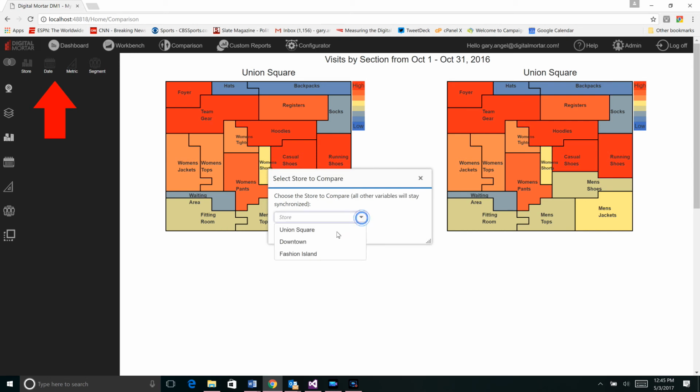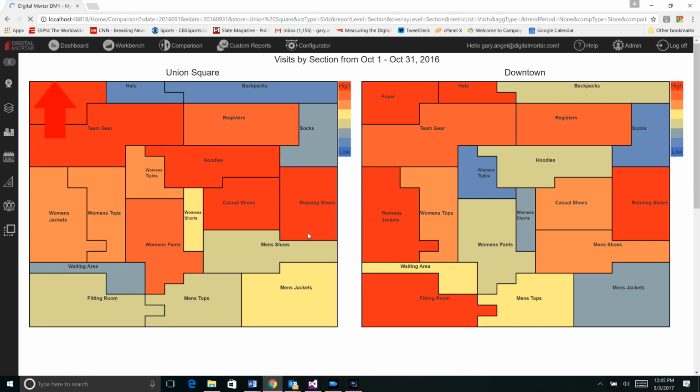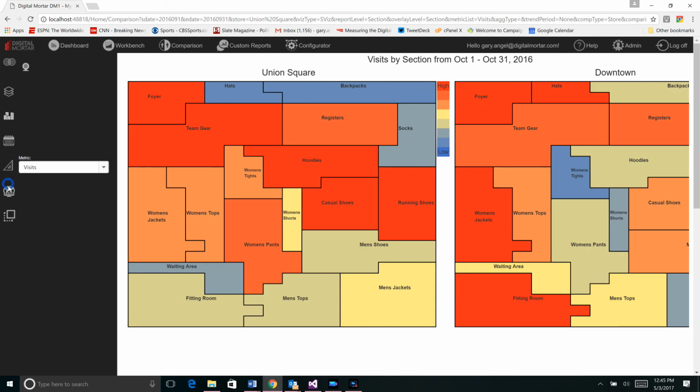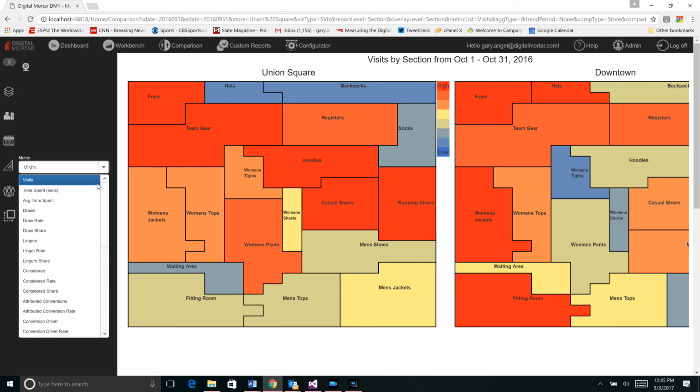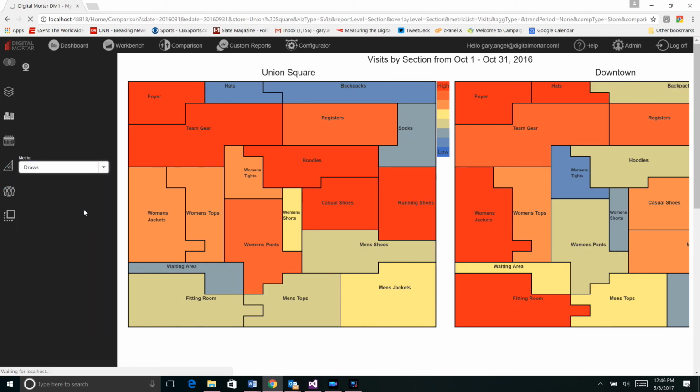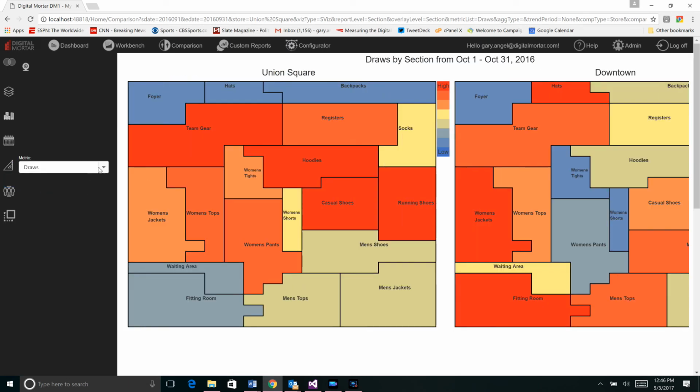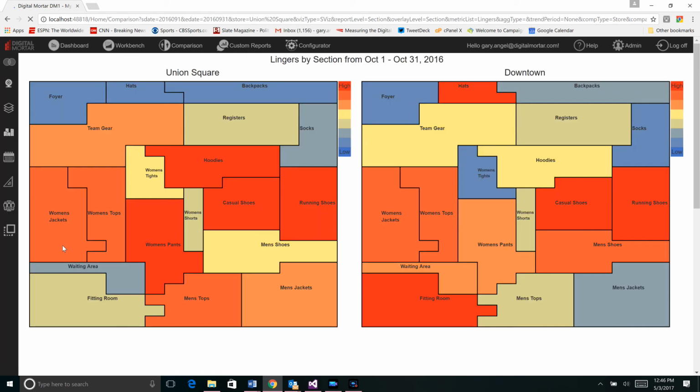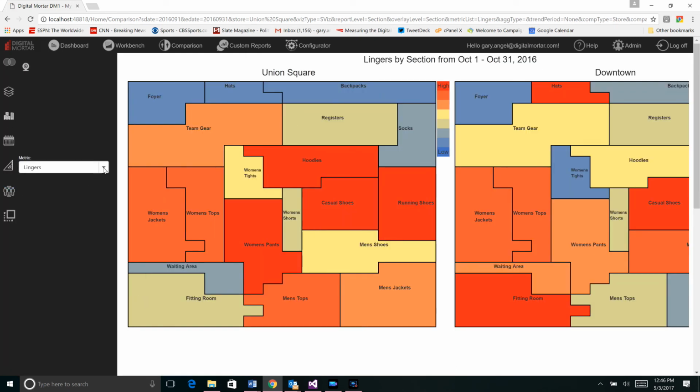I'm going to follow the analysis I just did and compare the Union Square store to the downtown store. Now, I can compare these two stores on any metric and any segment. Everything else is held constant. You can see how easy it is to compare these two stores across visits, draws, lingers, and of course, conversions.